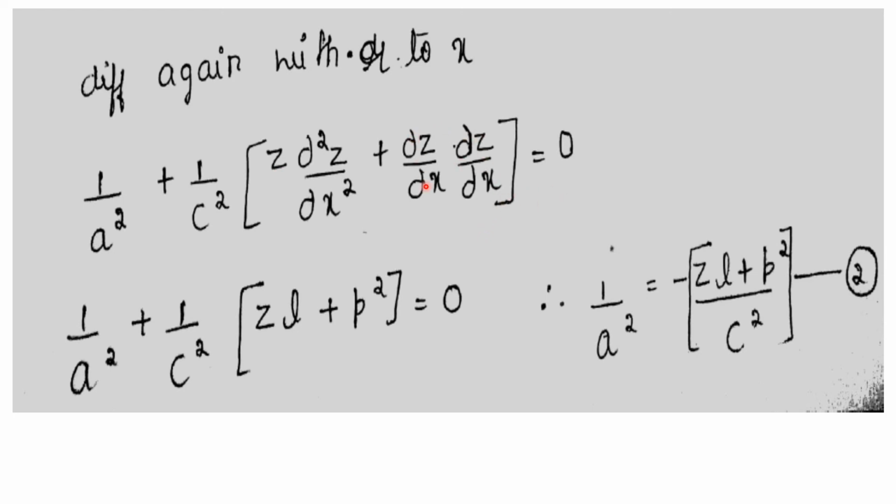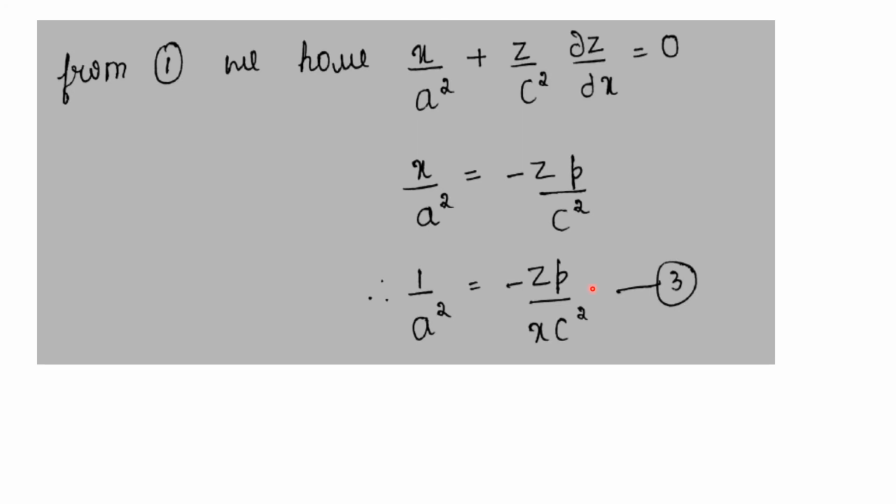Now what is dou z by dou x? Dou z by dou x is p. So dou z by dou x into dou z by dou x will be p square. What is dou square z by dou x square? From the notation, dou square z by dou x square is equal to L. Okay, so denote all that. So 1 by a square plus 1 by c square into (zL plus p square) equal to 0. Therefore, what is 1 by a square equal to? Take this entire term to the RHS, and you get minus of (zL plus p square) by c square. So that is my equation 2.